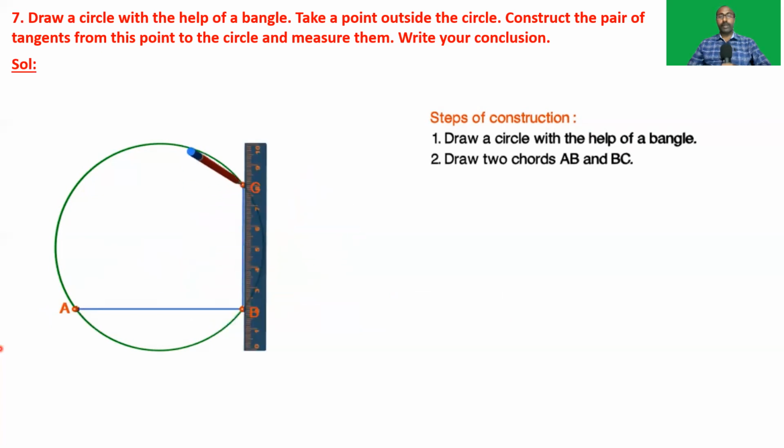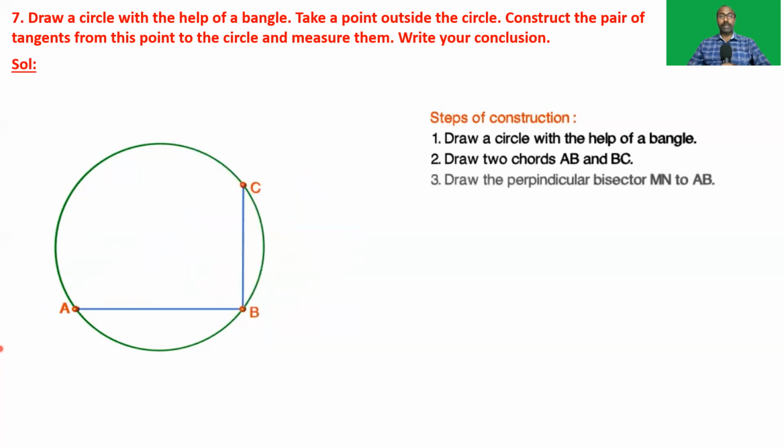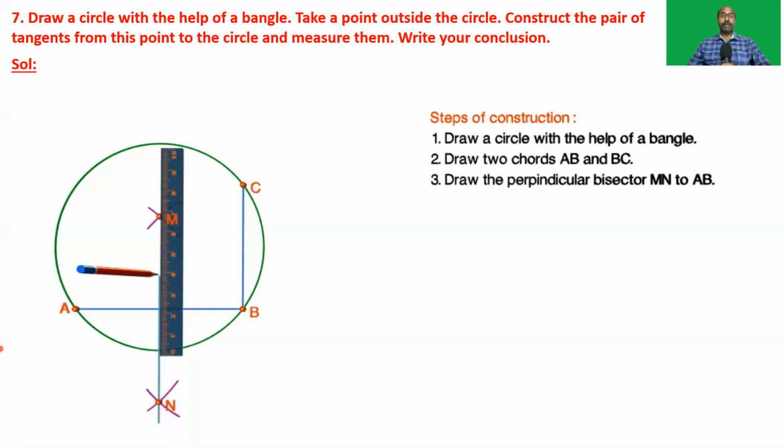And now draw the perpendicular bisectors to both AB and BC. So first draw the perpendicular bisector MN to AB. I think all of you know how to draw a perpendicular bisector to a line segment. So here we are drawing the perpendicular bisector to AB. By joining these intersection points, we get the perpendicular bisector of AB. So here MN is the perpendicular bisector of AB.